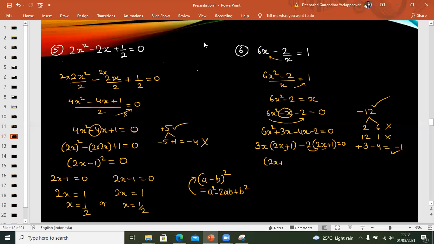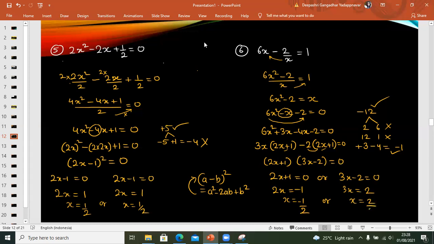Let us write this 2x plus 1 and the next bracket is 3x minus 2 equal 0. 2x plus 1 equals 0 or 3x minus 2 equals 0. 2x equal positive 1 will become negative 1, so x will be minus half, or 3x will be positive 2 on the other side, x equals 2 by 3. Okay, so these are the answers, solution for this equation. Let's solve the next question.